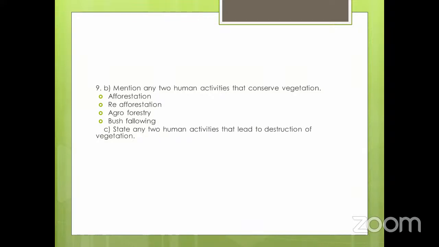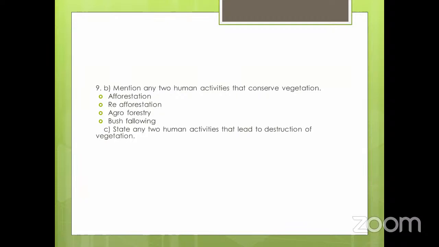planting of forestry, which is the growing of crops and planting of trees on the same piece of land. Then we have bush fallow, that is allowing the bush to grow a piece of land. Those are some of the human activities that conserve vegetation.